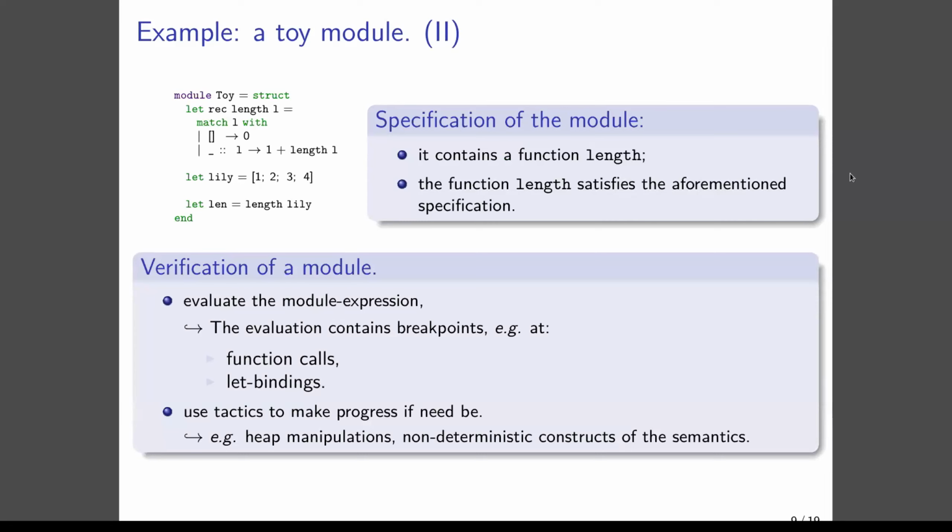Some of the breakpoints occur, for example, at function calls, so that users can use specifications which they might have proven before, or at let bindings, so that users can actually prove things about their programs. And finally, sometimes the evaluation will simply stop because it needs a little bit of help from users. For example, when the heap is modified, or when some non-deterministic construct of the language is used.